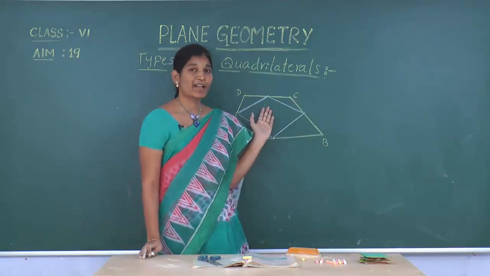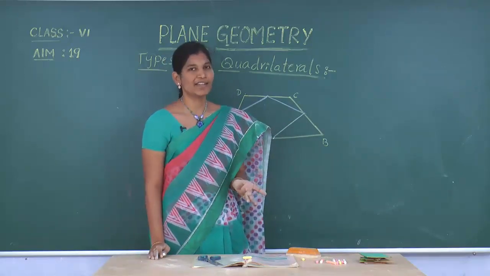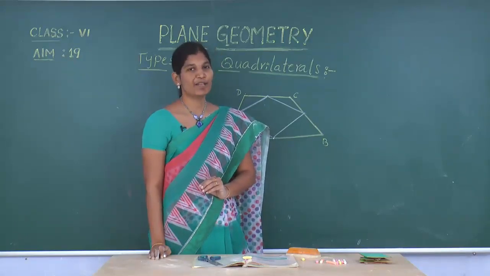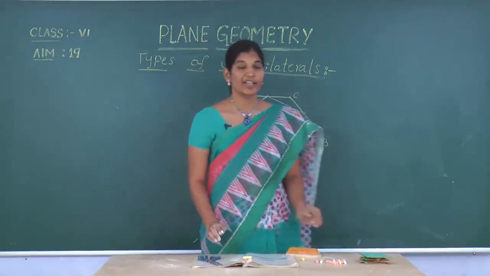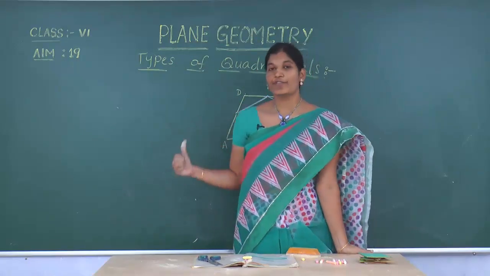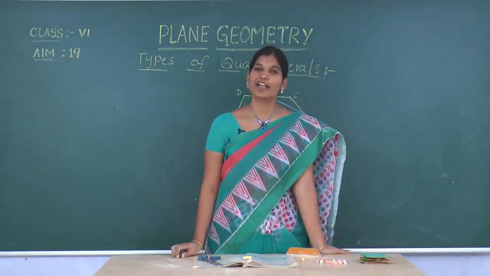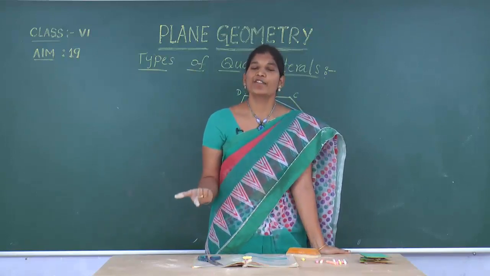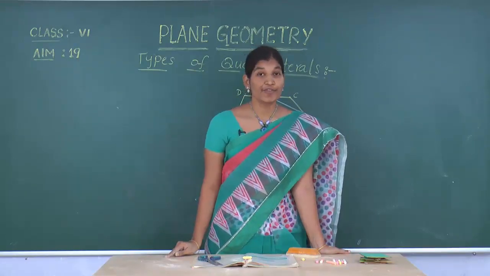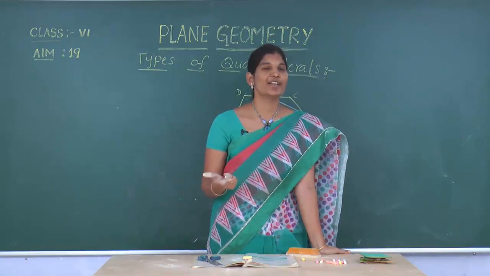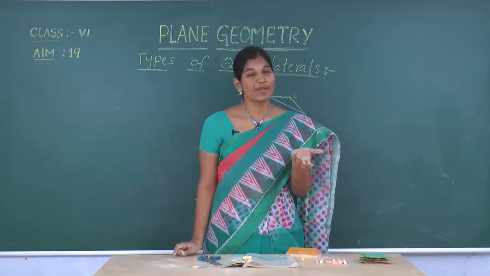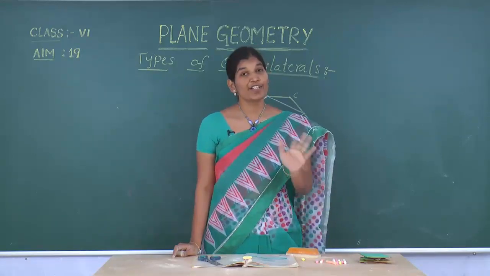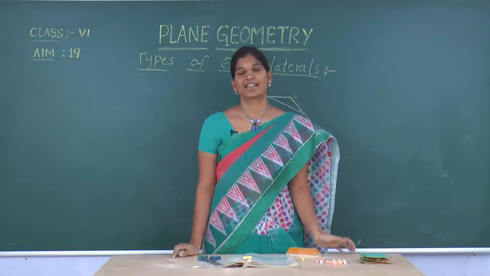How will it become a parallelogram? You will learn this proof in further classes, but here you have to remember the statement itself. And one more thing I am giving you: this is the quadrilateral. If you join the midpoints of a quadrilateral, you will get a parallelogram. If you join the midpoints of a parallelogram, obviously you will get a parallelogram. If you join the midpoints of a rhombus, you will get a rectangle. If you join the midpoints of a rectangle, you will get a rhombus. If you join the midpoints of a square, you will get a square.